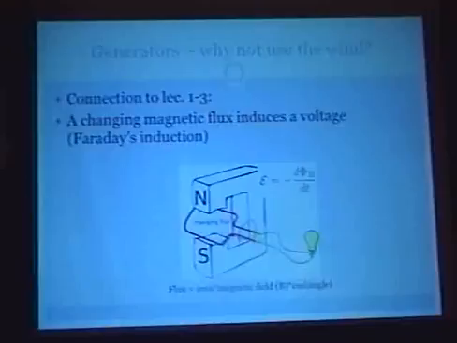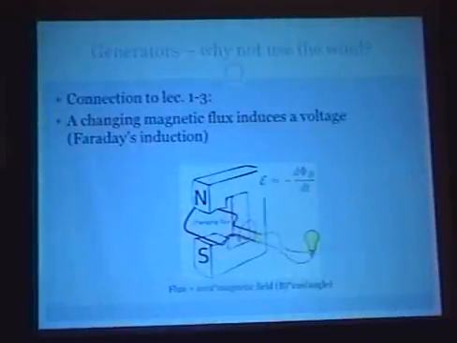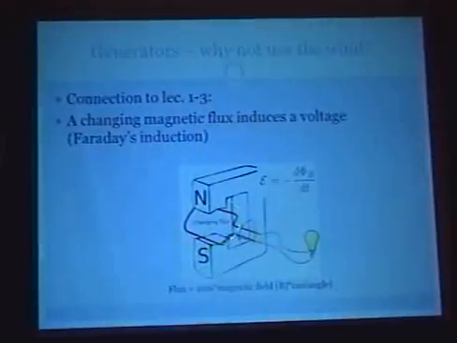So just to connect to the first 3 lectures, the idea is that you can produce rotation in one of these, and you can use that rotation to induce a voltage to produce electricity. In lectures 1 through 3, I talked about how to use electrodynamics to make motors and generators. And the idea there was that if you had a changing magnetic flux through some circuit element, you could induce a voltage. And if you weren't at the first 3 lectures, I'd be happy to explain that afterward.